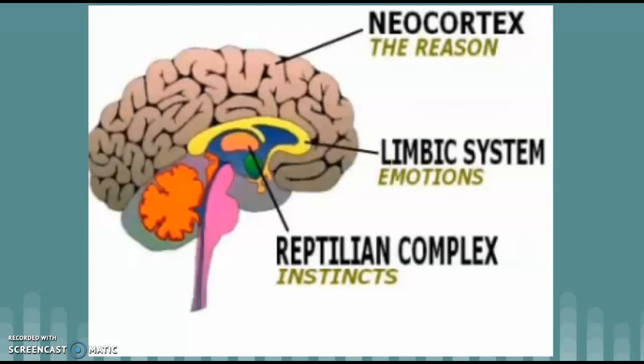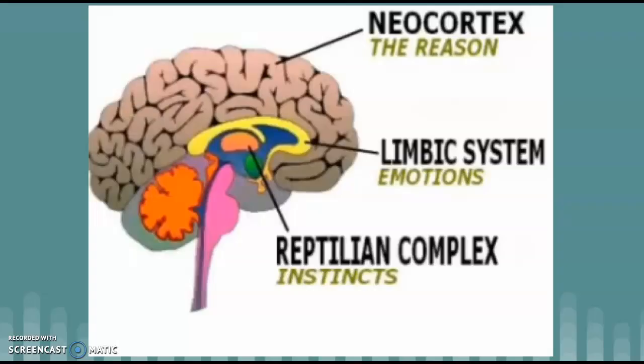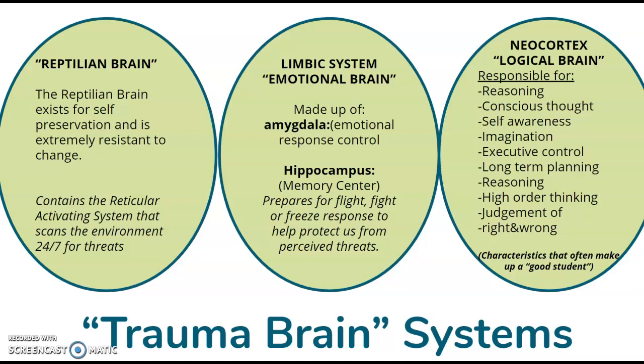This graph is in my room in a couple different places, and I use it to talk to students specifically about what's happening in certain areas of their brain at that time. If you look over here, the reptilian brain is our orange section. Then we've got our limbic system, our emotional brain, and our logical brain, the neocortex. The reptilian brain is for preservation, for surviving. It's extremely resistant to change, and it is always scanning for threats.